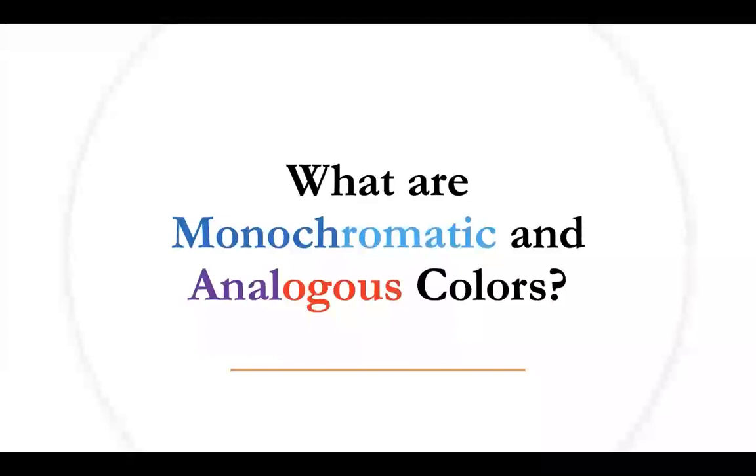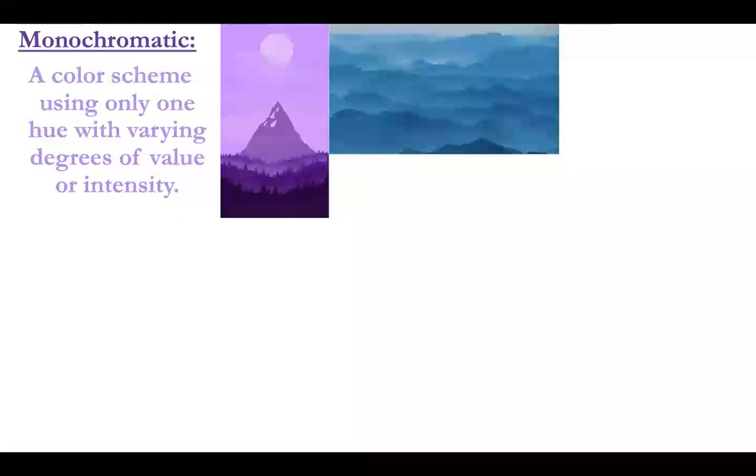So, in these upcoming slides, we are going to talk about what monochromatic and analogous colors are. Monochromatic is a color scheme using only one hue with varying degrees of value or intensity. Some examples would be this purple picture, where we see darker hues of purple at the bottom, and the more we progress up towards the moon, it just gets lighter.